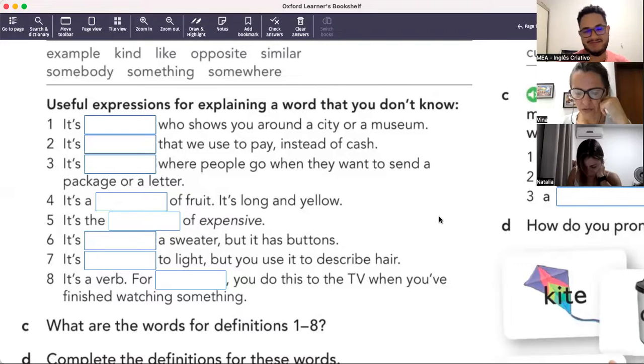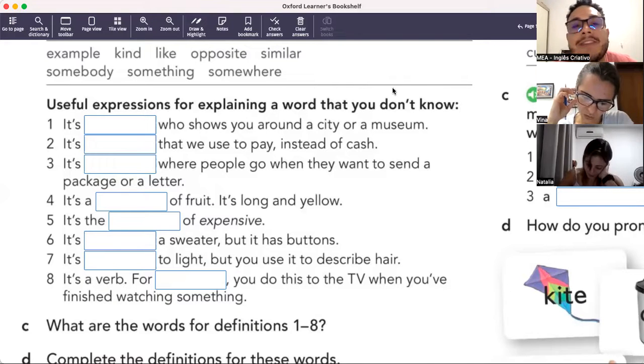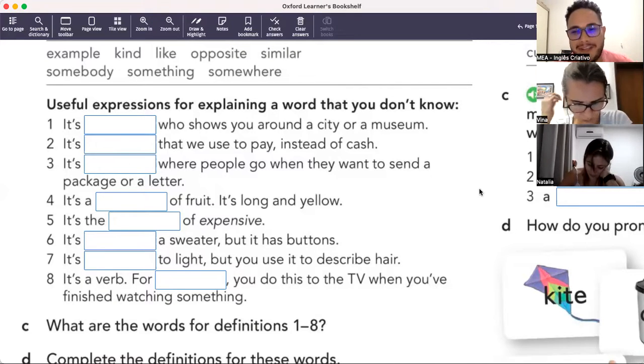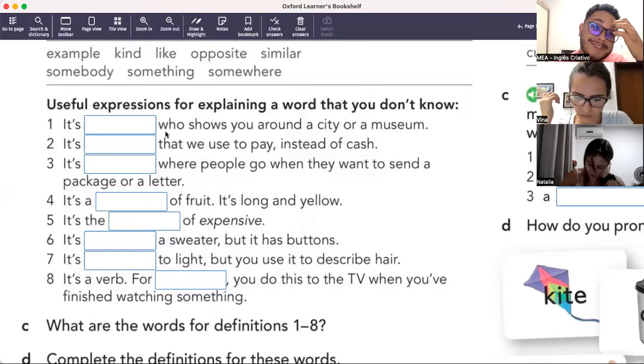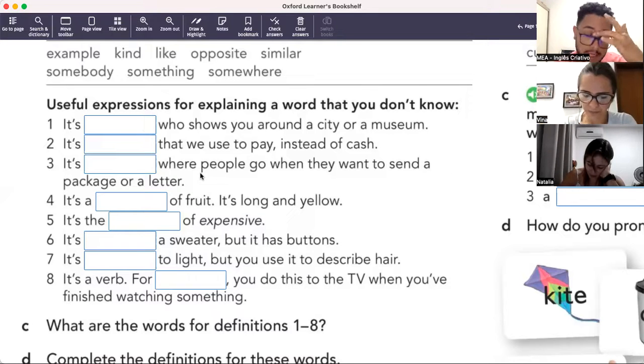Difícil, hein? Not hard. Challenging. Challenge. Viu? Challenging. Muito difícil, viu? Not very difficult. You can go by elimination too, okay?